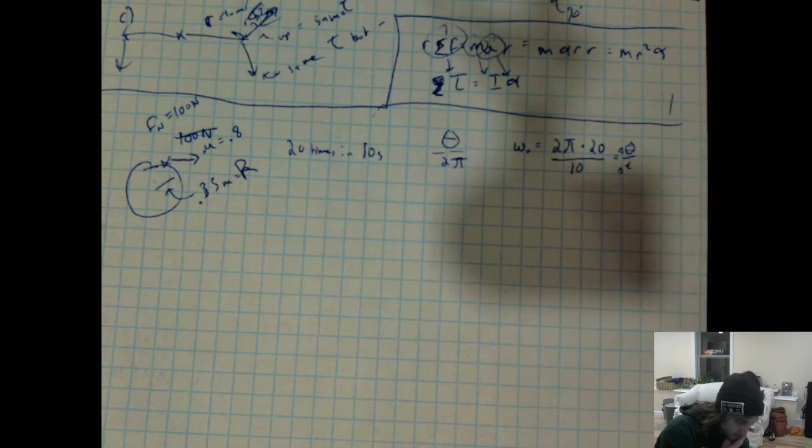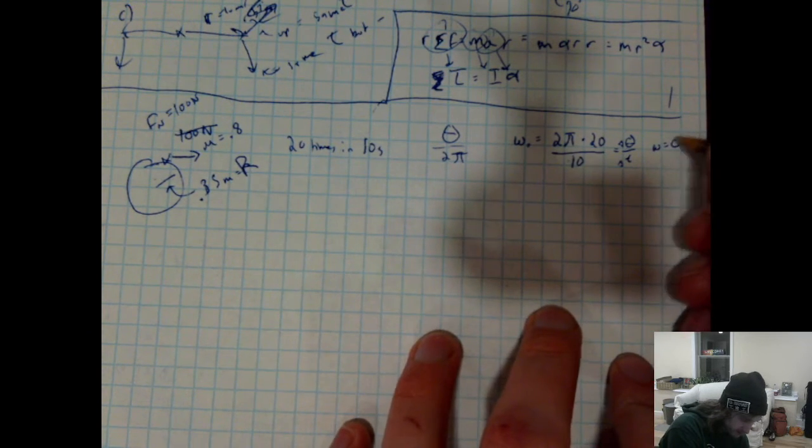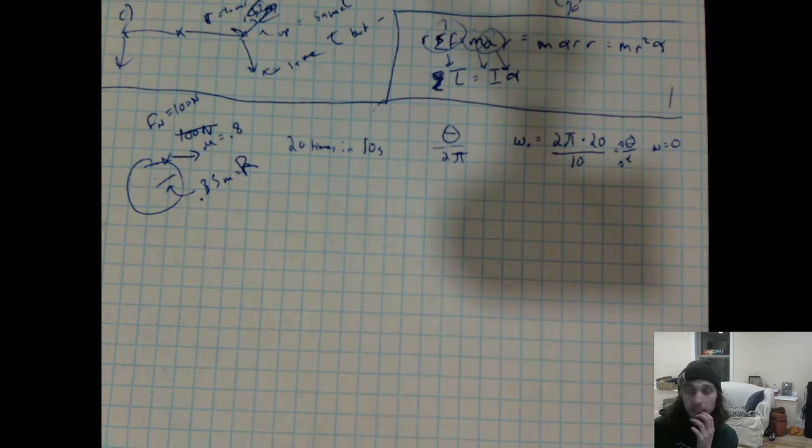And that'll give us our initial angular velocity. We've got an initial angular velocity. We've got a final angular velocity of 0 because it's stopping. And we have a force. We've got a radius. We can turn that into an acceleration.